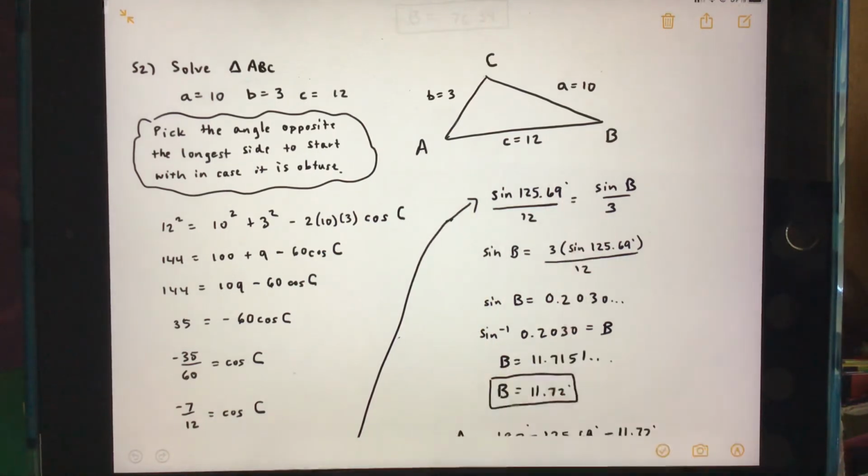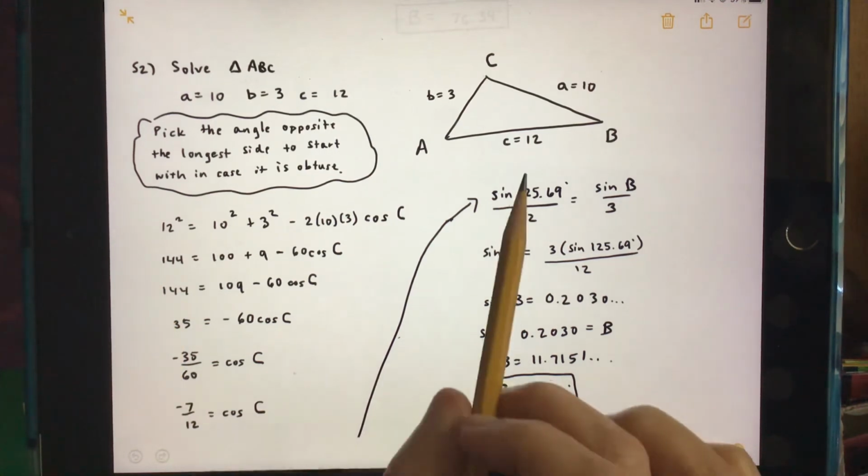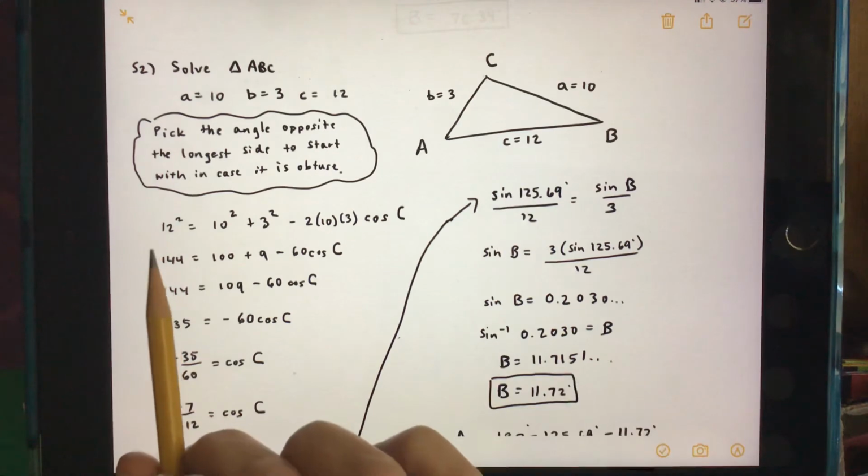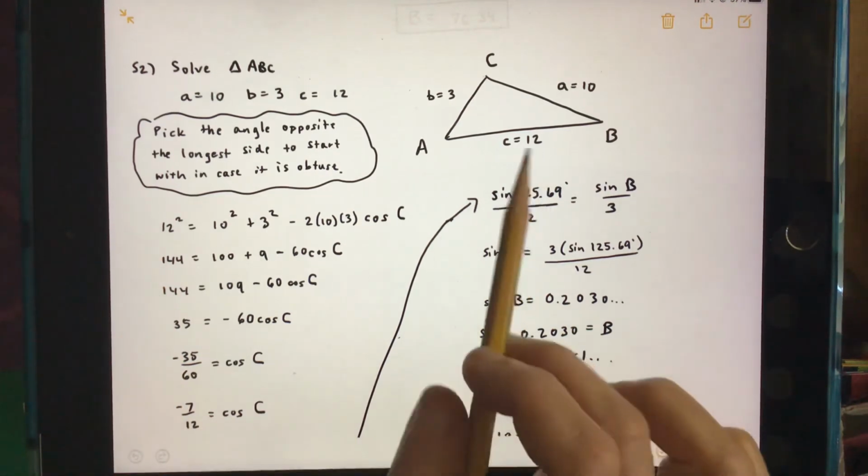But again, the other two angles would, of course, have to be acute as well, so that when we use the law of sines, we will be getting information from our calculator that is, in fact, the angle that is in the triangle. All right, we begin. So we're going to start then by using c squared, because that is the longest side. So we'll use the law of cosines that deals with c squared.